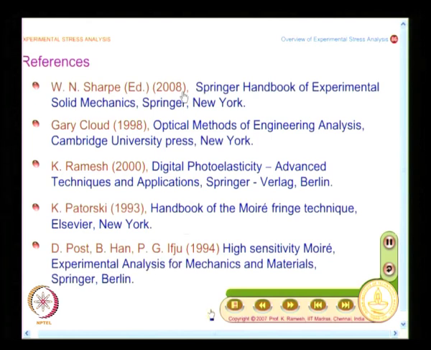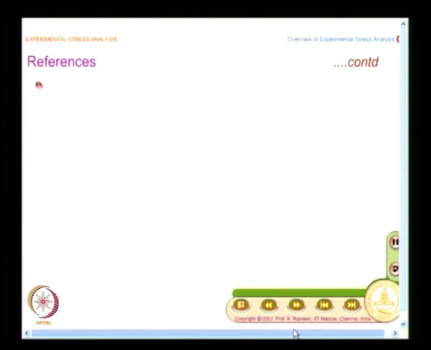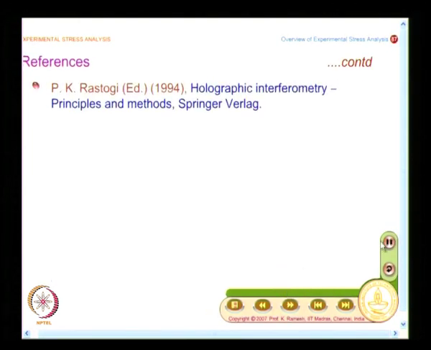Some of these also come in this handbook, but there is also a separate chapter that was written in the book on experimental analysis for mechanics and materials. Nevertheless, in this course we have had a look at basic physics, and that is the best that you could do in a course like this.